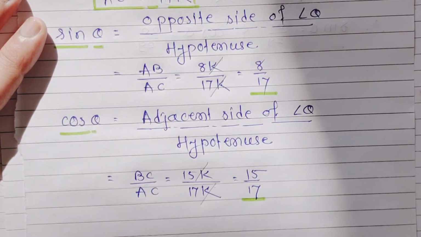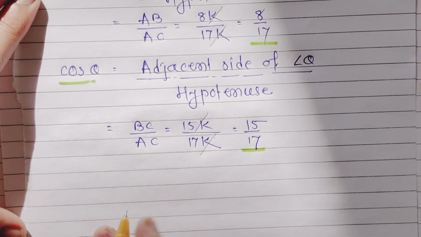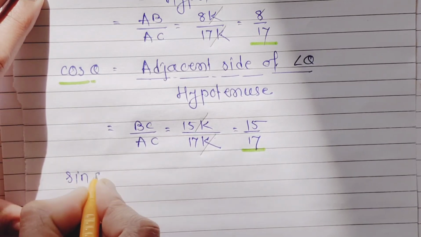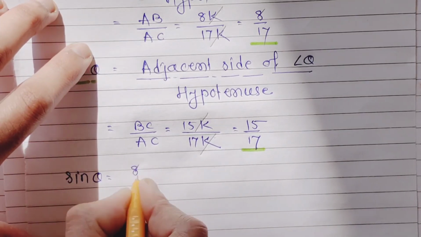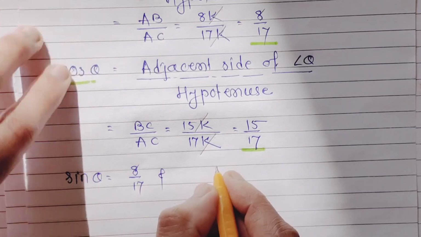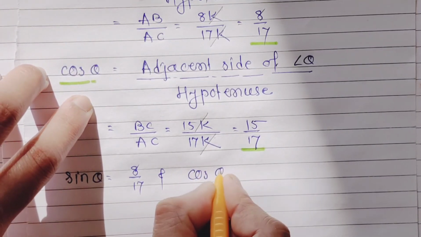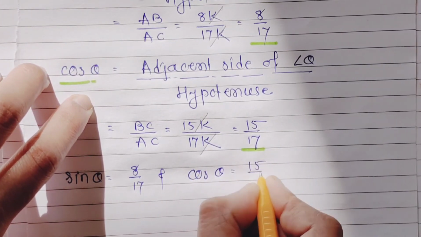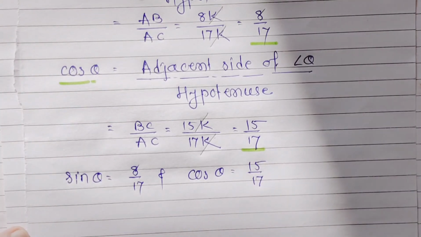So therefore we can write sin theta is equal to 8 upon 17 and cos theta is equal to 15 upon 17. Is it clear? It is our answer.